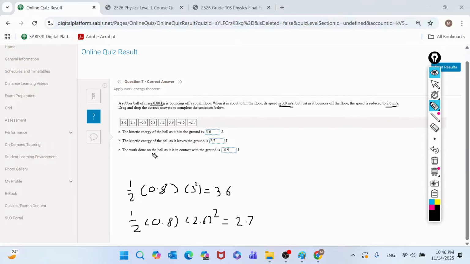The work done on the ball as it is in contact with the ground. The work done is gonna be the change in kinetic energy according to the work energy theorem. So it's gonna be 2.7, kinetic energy final, because it's the final, minus 3.6. 2.7 minus 3.6 is equal to negative 9. Okay, guys?